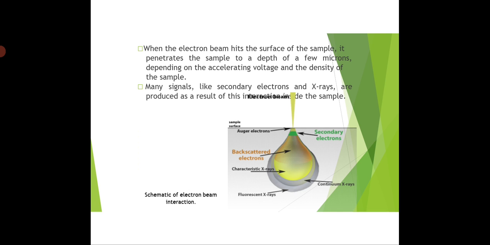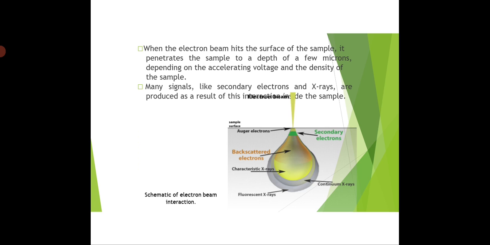When the electron beam hits the surface of the sample, it penetrates the sample to a depth of a few microns, depending on the accelerating voltage, meaning how much voltage we apply. The higher the voltage, the higher the penetration, and it also depends on the density of the sample. The denser the sample, the less the penetration. Many signals like secondary electrons and X-rays are produced as a result of this interaction inside the sample. Here is a schematic diagram of interaction between sample surface and beam of electrons.